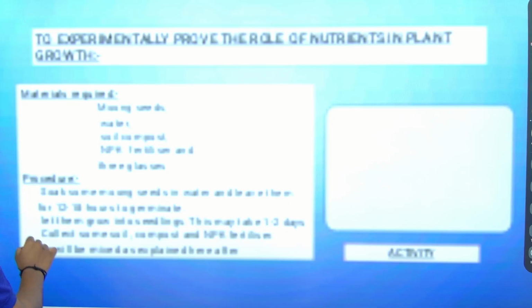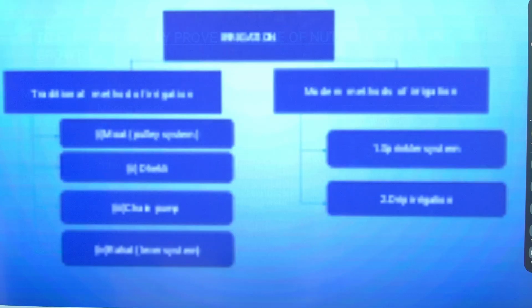Now we discuss some of the methods of irrigation. While we were studying irrigation, we did not discuss the traditional methods, children. Now we discuss this.